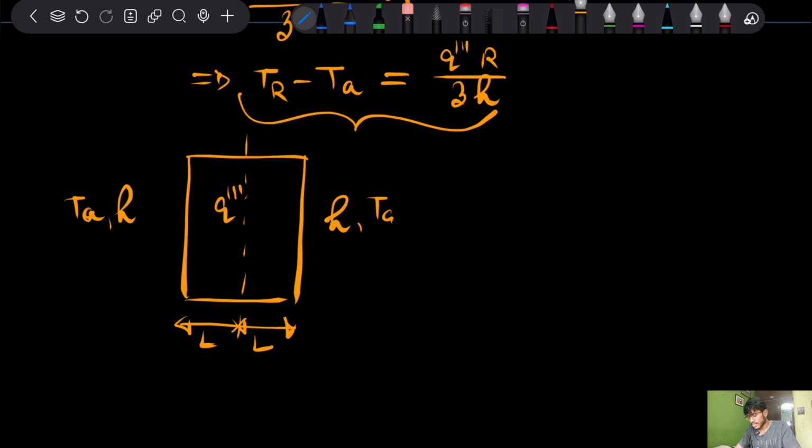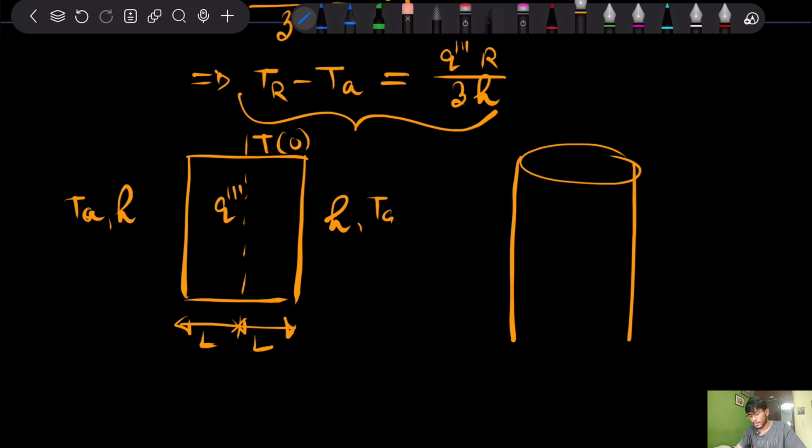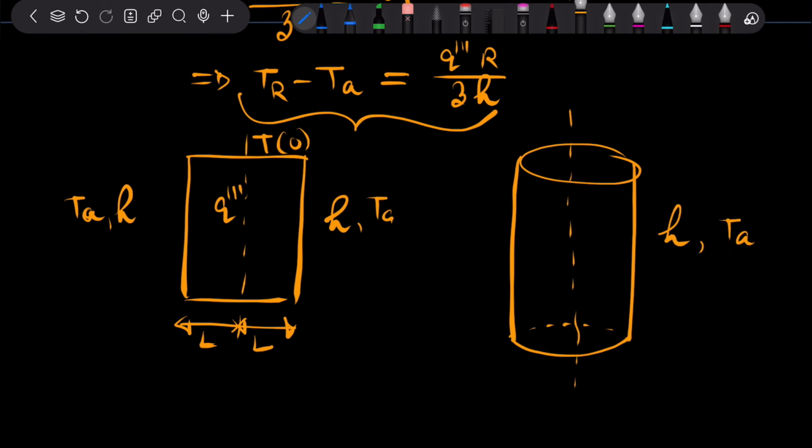You have to find T at 0 minus T at L at any side. Similarly, if you have a cylinder like this, and this is the center plane, again you have to find the same thing. If you have this ambient H and TA, you have to find the difference between T at 0, T at R and T at A.